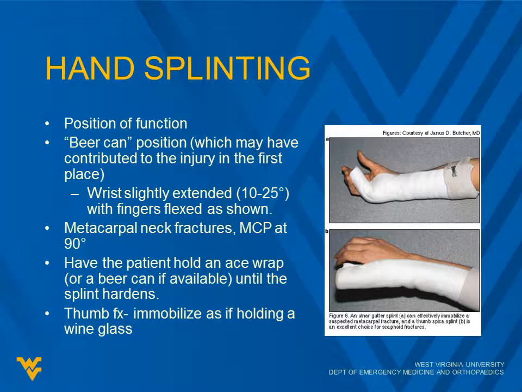So, hand splinting, you can put it in a position of function. A beer can or wine glass position are often quoted. Obviously, it may have contributed to getting them into this situation, with the wrist slightly extended, with the fingers kind of flexed. The metacarpal neck fractures, the MCP at 90 for those, especially those boxer fractures. You want to have the patient hold an ACE wrap or a beer can if still available. And then thumb fractures, immobilize, again, as if holding a wine glass. All very intuitive.